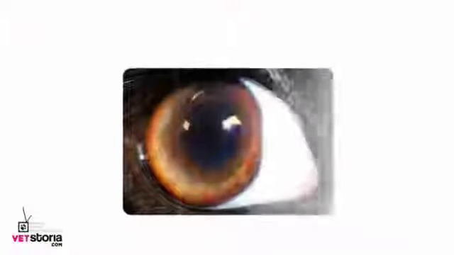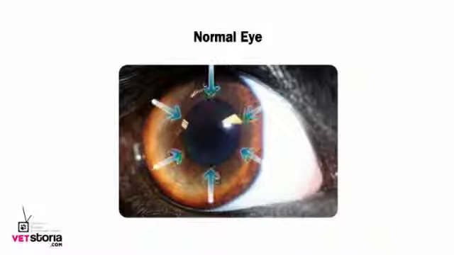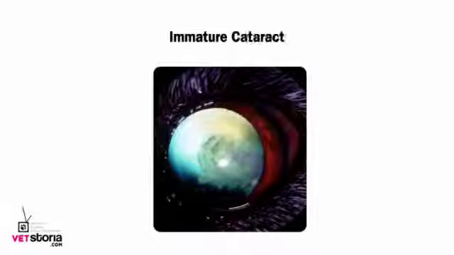To answer this question, the best way is to show you a few pictures of cataracts. We will first look at the picture of a normal eye of a dog, unaffected by cataracts. Notice how the pupil appears dark and the lens is completely transparent. The next picture is of an immature cataract.